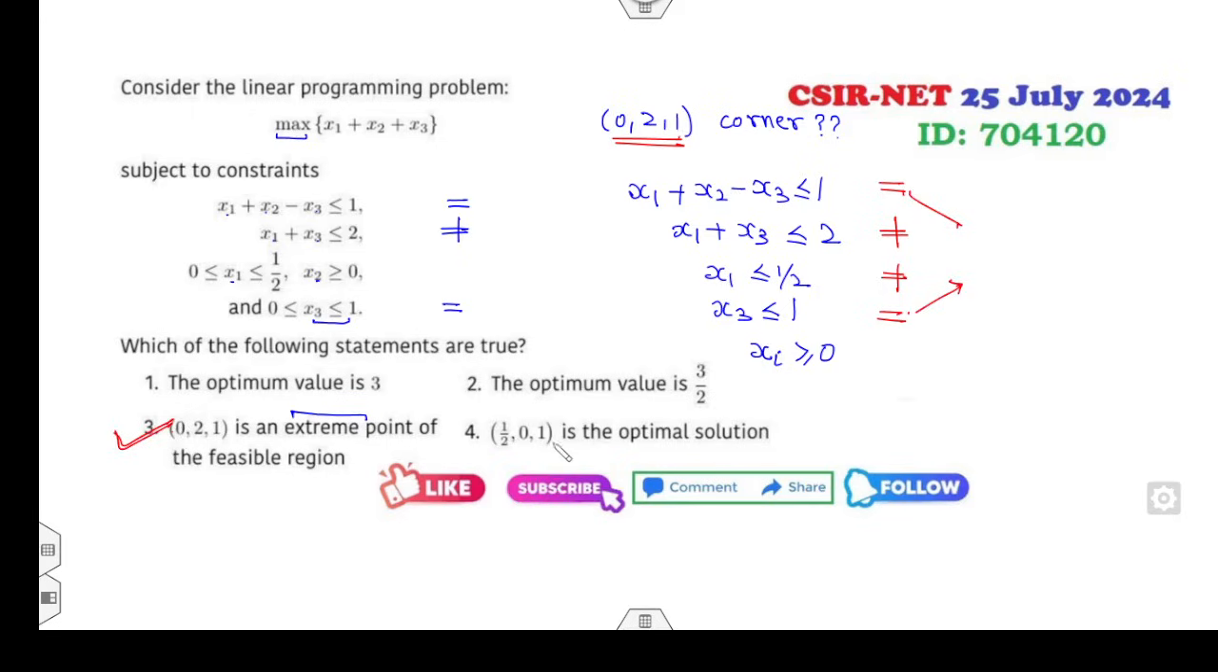Check whether (half, 0, 1) is a corner point. Half, 0, 1 does not satisfy equality here, and does not satisfy equality there. That one is satisfied as equality, and this one is satisfied as equality. But he said optimal point. Half, 0, 1 is my corner point, but it may be optimal or it may not be. Fine, so we will need to check.